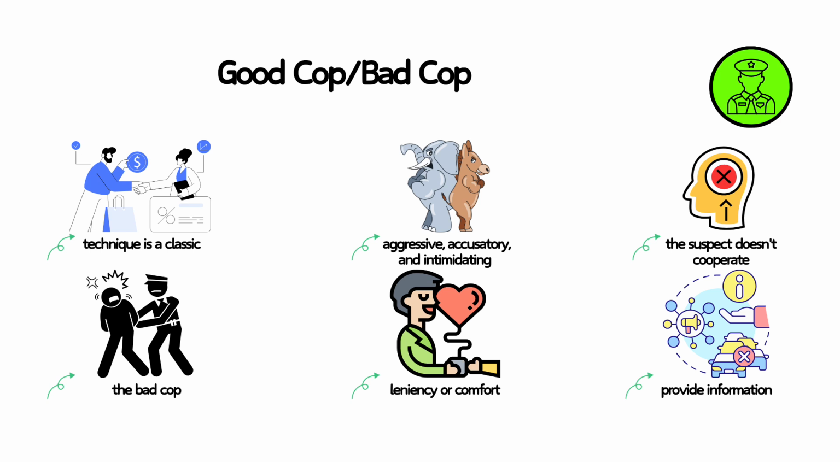In contrast, the good cop steps in as the voice of reason and compassion. They appear sympathetic, understanding, and protective, offering the suspect a way out of the stressful situation created by the bad cop. The good cop may provide incentives, such as leniency or comfort, to encourage the suspect to confess or provide information.